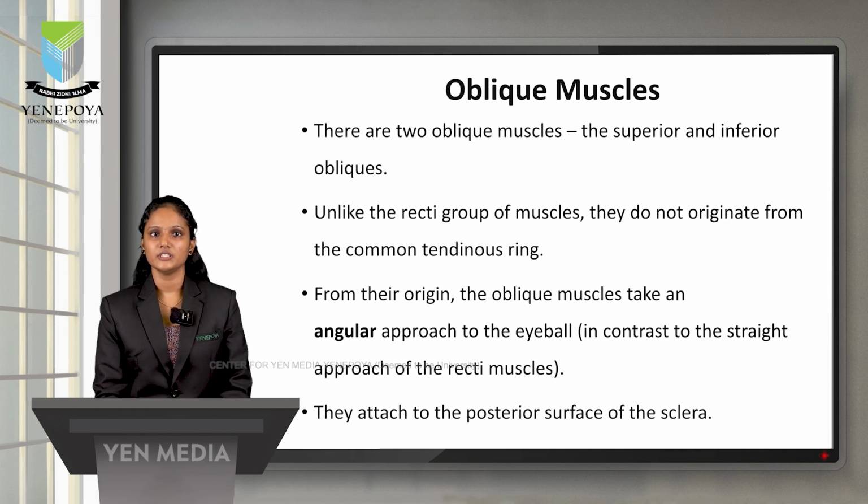So from their origin, the oblique muscles will take an angular approach to the eyeball, in contrast to the straight approach of the recti muscles, and they attach to the posterior part of the sclera.